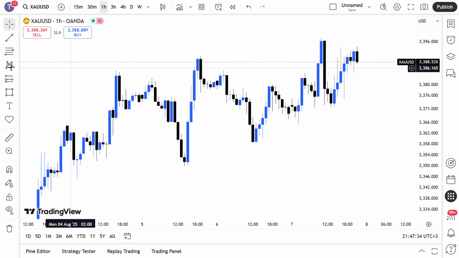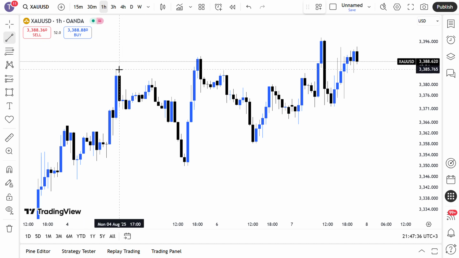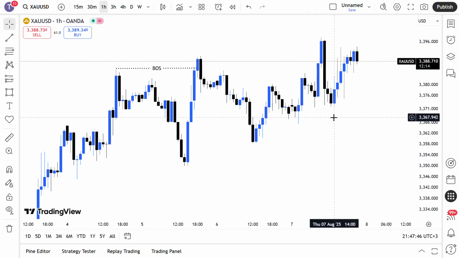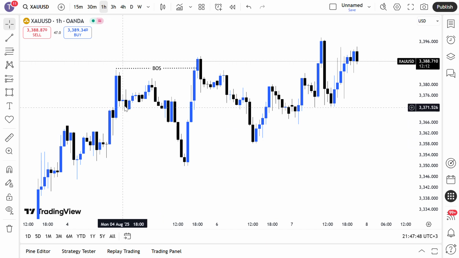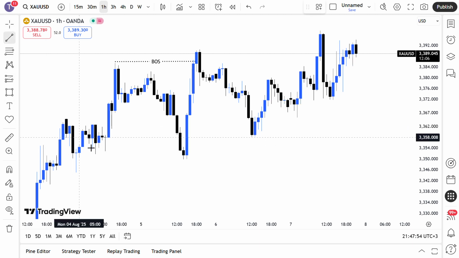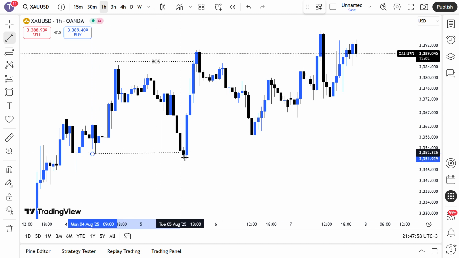And here we have a break of structure. We have this break of structure to the upside, a very clear break of structure. And in this break of structure, we have the sweep of liquidity. There are some internal structures being swept as liquidity on this other side, and also you can see this low here being swept as the liquidity.